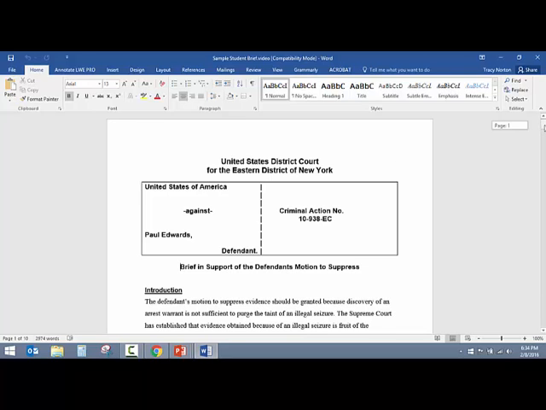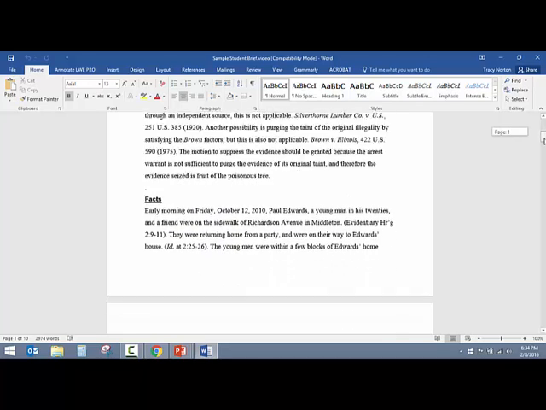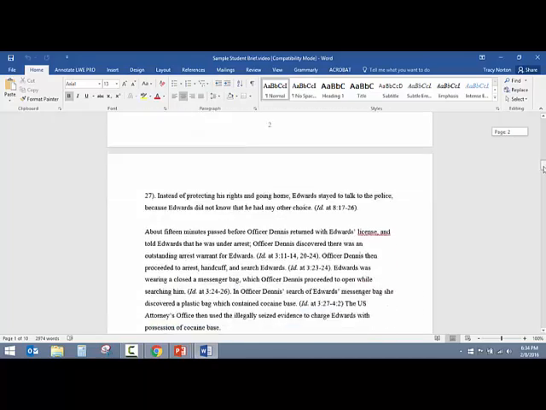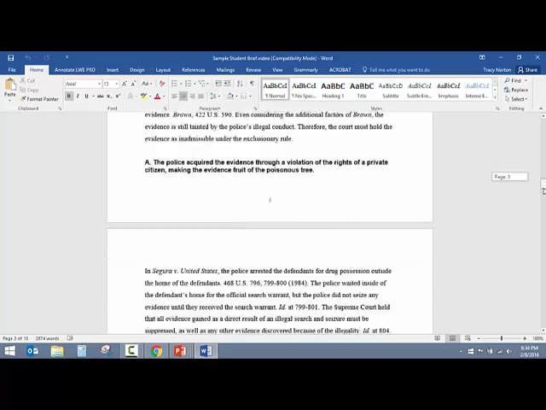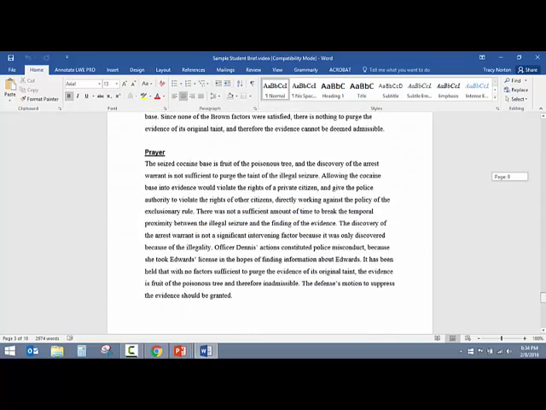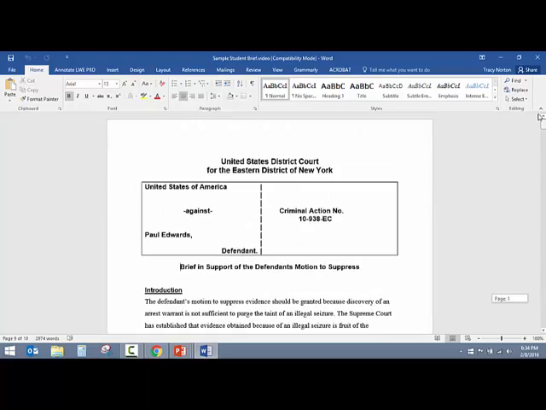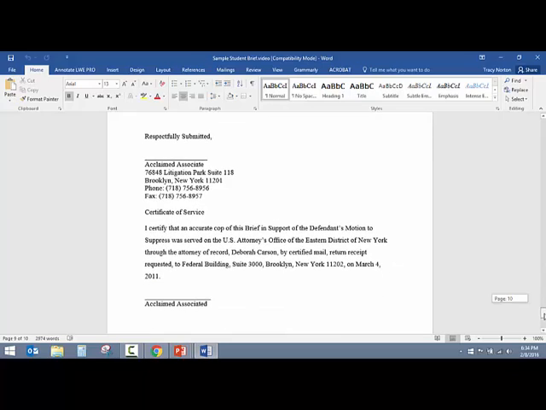You've got an introduction, which basically identifies the issue and gives the answer. After that, you have a fact section. You have an argument section, and this is the discussion of legal principles. In the memo, it was called a discussion. In a persuasive document, it's going to be called an argument. And then finally, at the end, you have the prayer, which serves the same function as the conclusion in an evaluative document. Okay, so those 5 elements are the same. The only thing that's new here is the caption at the beginning, and then the signature block and the certificate of service at the end.